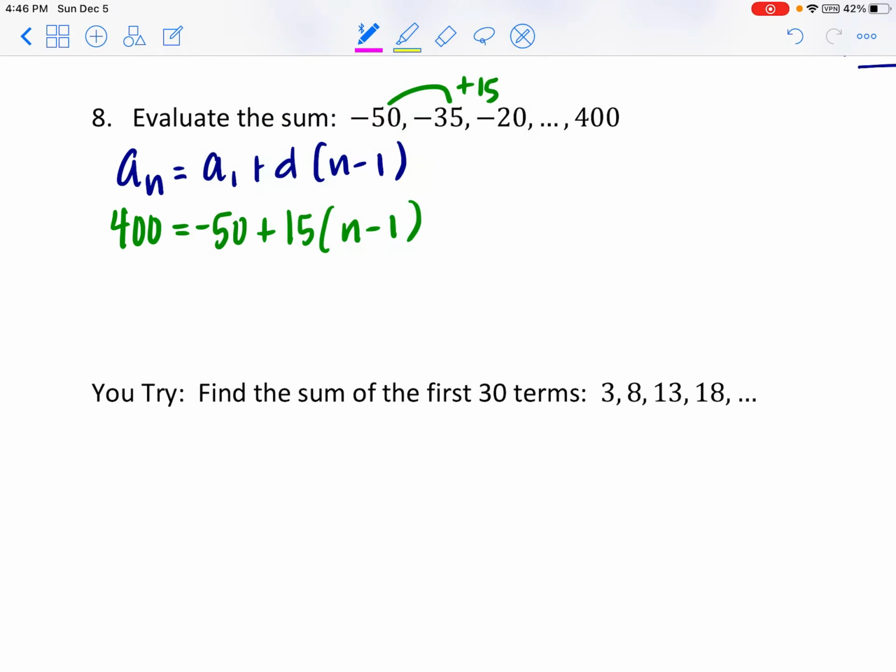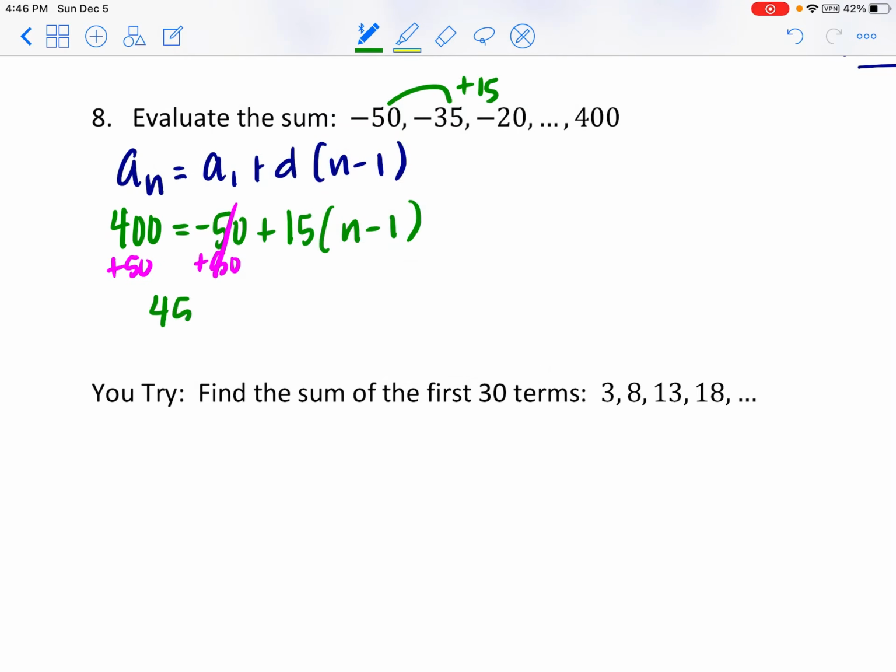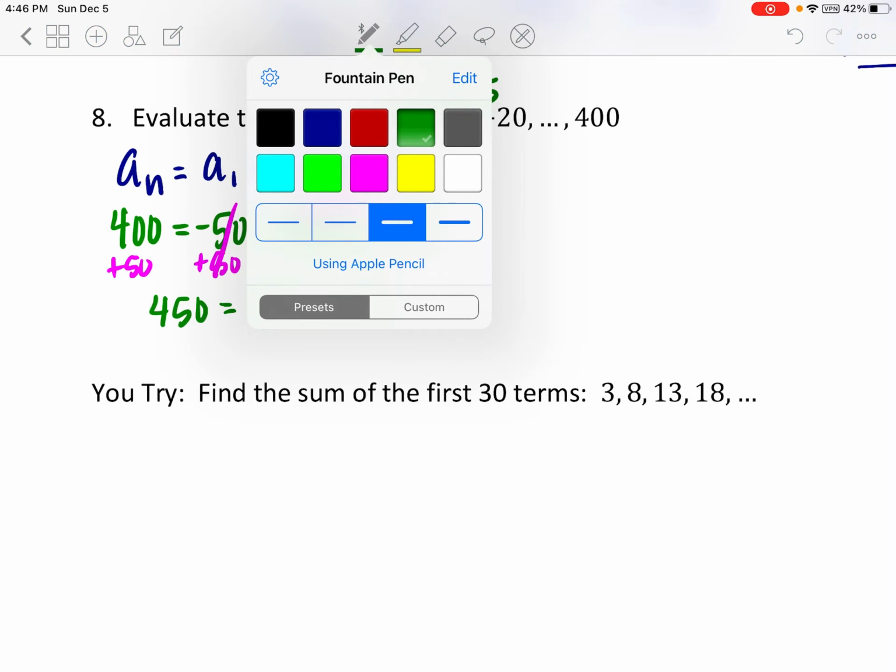I'm going to add 50 over. And so now I have 450 equal to 15 times n minus 1. And actually, let me just back up. I can go ahead and distribute that. So that's going to give me a 15n and a minus 15. Now I'm going to add the 15 over.